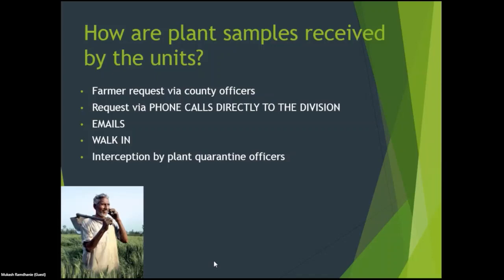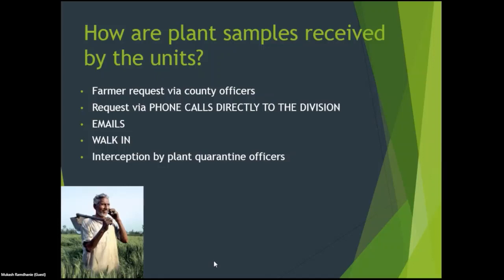How are plant samples received by the units? Well, there are several ways. A farmer can request via the county offices, where he would go to the county offices, meet with his extension officer and request a visit if he is having a problem with his particular crop. Right there and then, the officer would either visit and take samples and answer the questions to the best of his ability, or if not, then he will have to bring it to the research division.